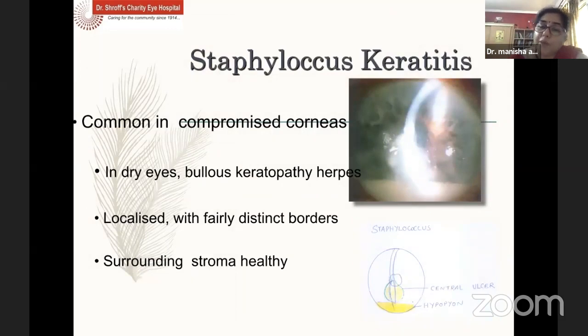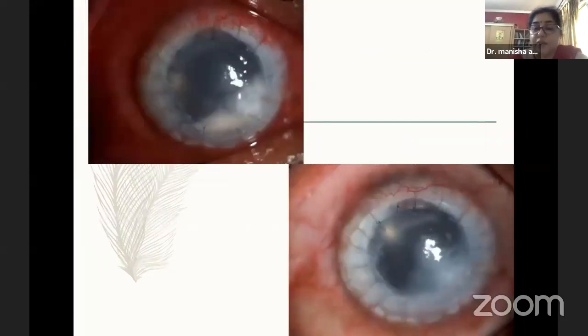In compromised corneas, which may be because of PBK, a herpetic infection, or dry eyes, Staphylococcus keratitis must be considered. It's usually localized with fairly distinct borders and healthy stroma surrounding it. So this was one of the cases which grew Staphylococcus, and with broad spectrum antibiotics, it did respond well.